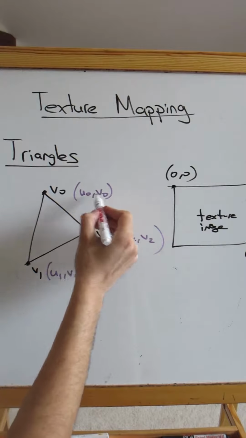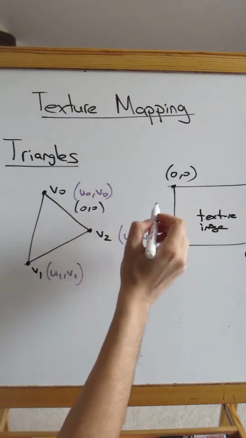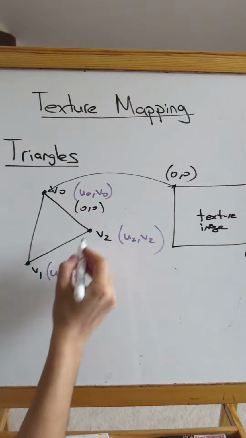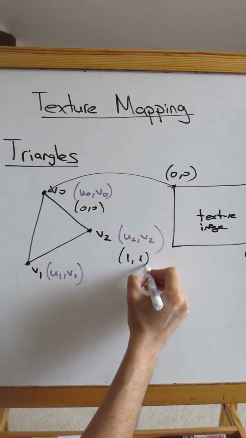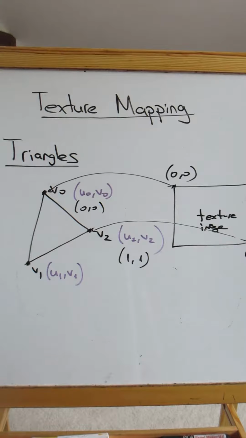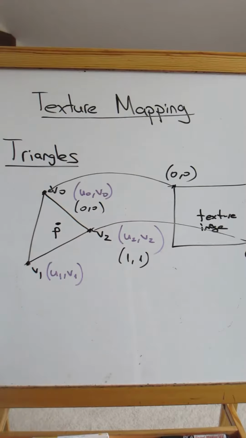If we use U0, V0, if we say 0, 0, it means that this corner of the image is going to map onto this vertex. If we say U2, V2 is 1, 1, it means this corner is going to map to here. Okay? So we define this mapping at the vertices, but for intermediate points, let's take a point here, P.